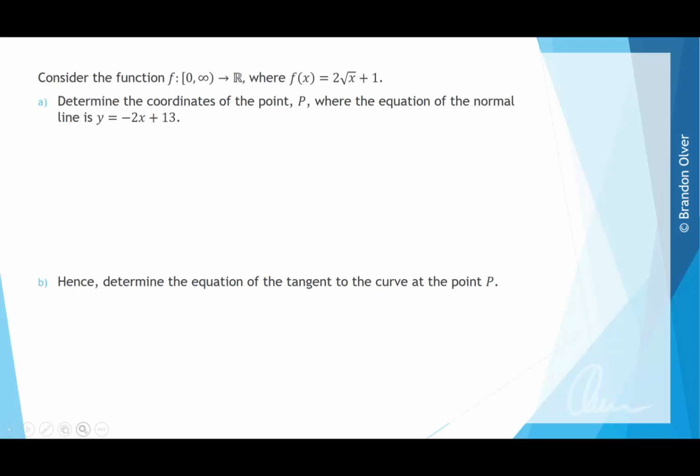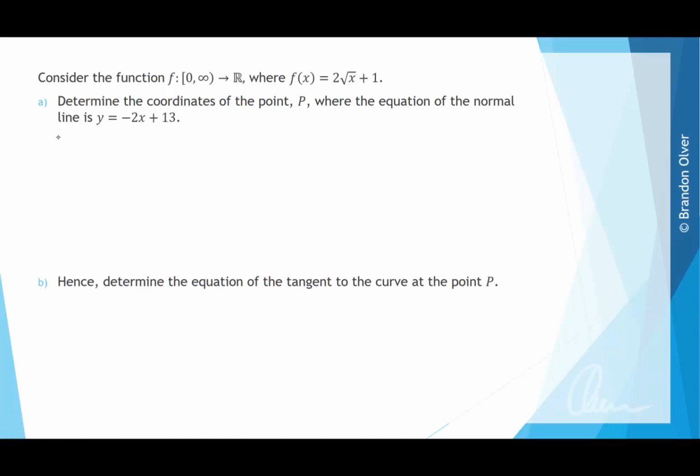Consider the function f which has a domain of 0 included to infinity, mapping to the real number system, where f of x is equal to 2 times the square root of x plus 1. For part A, we want to determine the coordinates of the point P, where the equation of the normal line is y equals negative 2x plus 13.